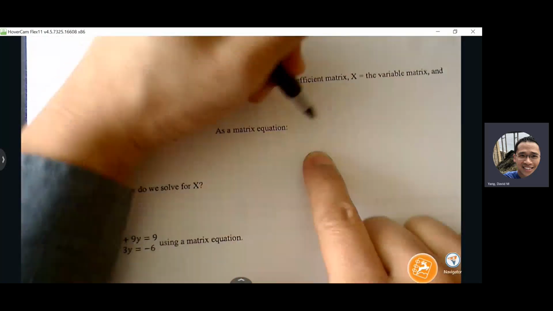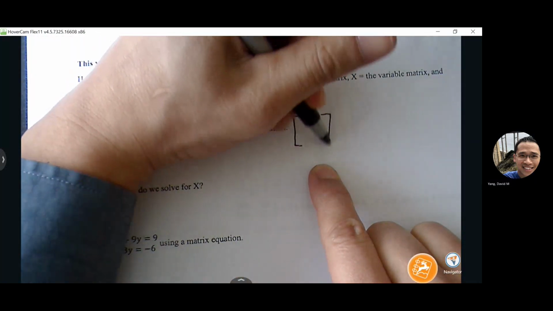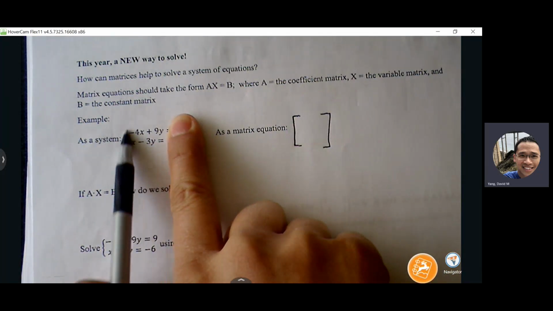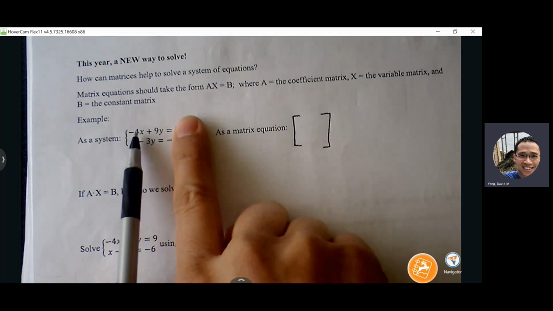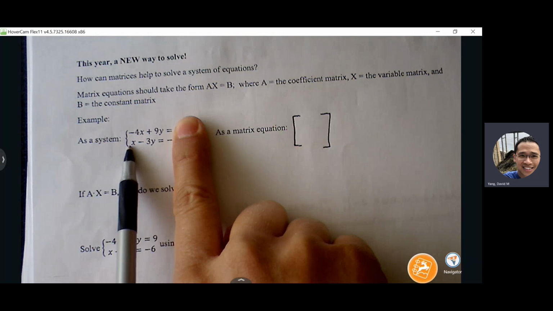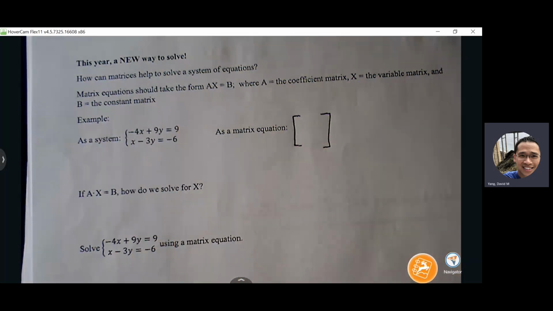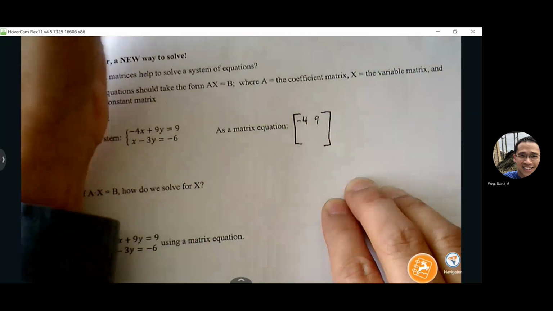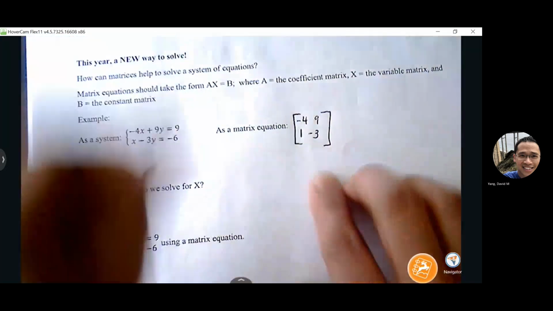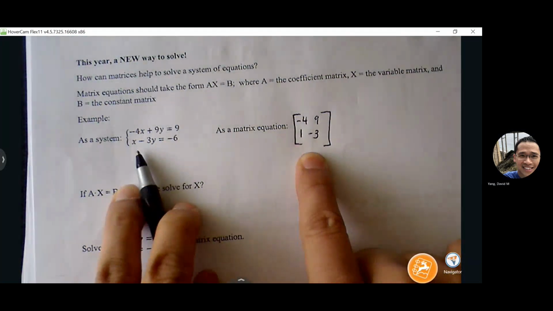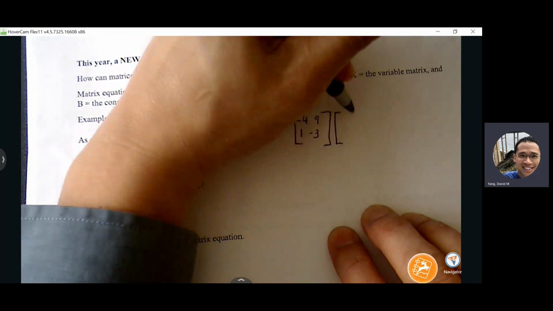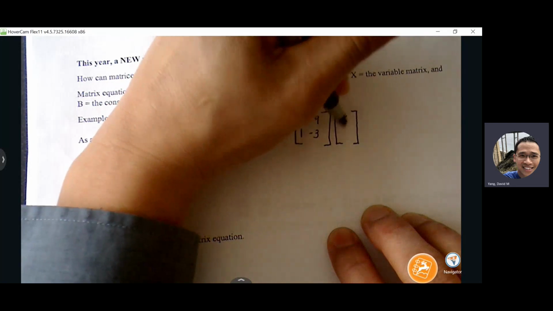Okay. So what we're going to do is you're going to start off with a coefficient matrix. So on the left side of the equation, you see how this kind of looks like a 2 by 2 matrix here? We're just going to take the coefficients. So -4, 9, what's the coefficient in front of X? 1 and -3. So we're going to separate the coefficients from the variables. And now you're going to create a variable matrix. And the variable matrix is going to look like this. You're going to have two variables here, and you're just going to put X and Y.